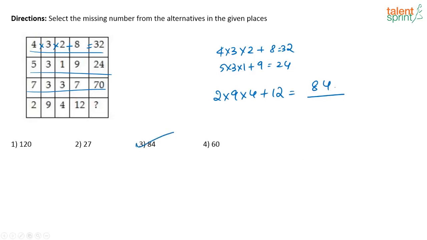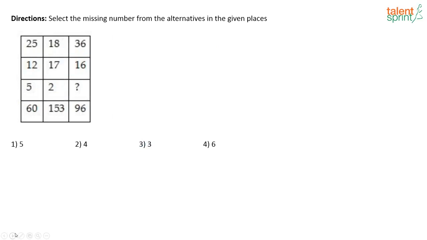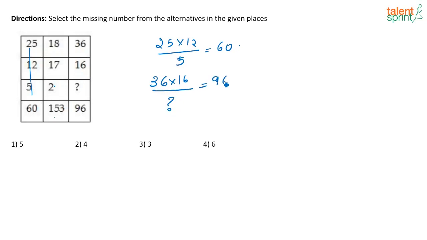Option 3. Next one. Select the missing number. See, here the logic is with respect to the columns. You have 25 into 12 divided by 5, that is equal to 60. Similarly, you have 18 into 17 divided by 2, that is equal to 153. So the next one will be 36 into 16 divided by question mark, that is equal to 96. So the number that you are looking for is 36 into 16 divided by 96.